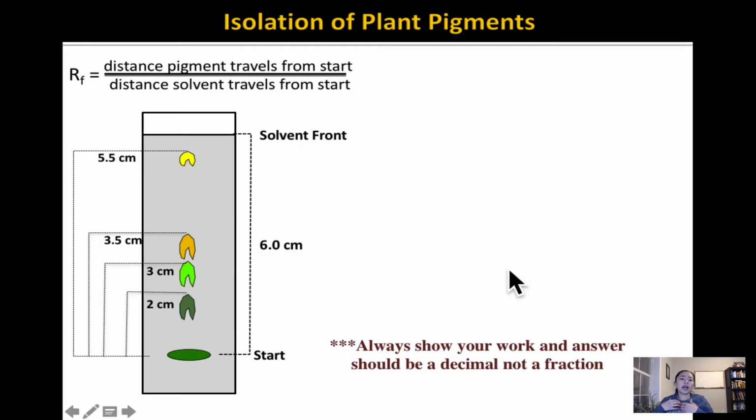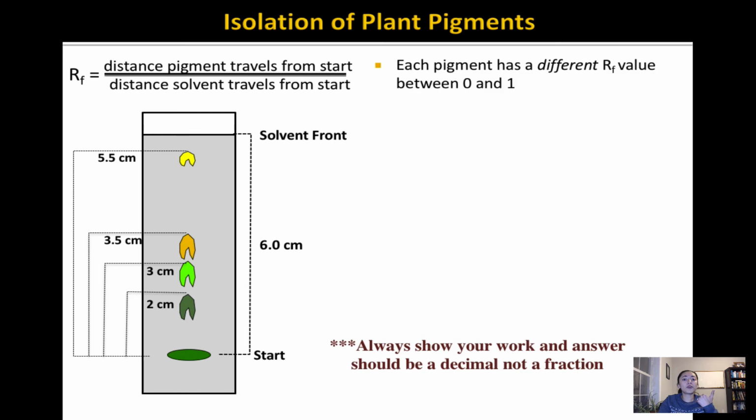Another thing that you will have to do when you look at a thin layer chromatography strip is calculate the ratio of how far the pigment traveled compared to the distance the solvent traveled up the strip. And we call this an RF factor. So again, the RF factor is simply calculated by measuring the distance the pigment traveled from the start divided by the distance the solvent traveled from the start. And you will have to calculate that for each pigment that you see move up your strip.